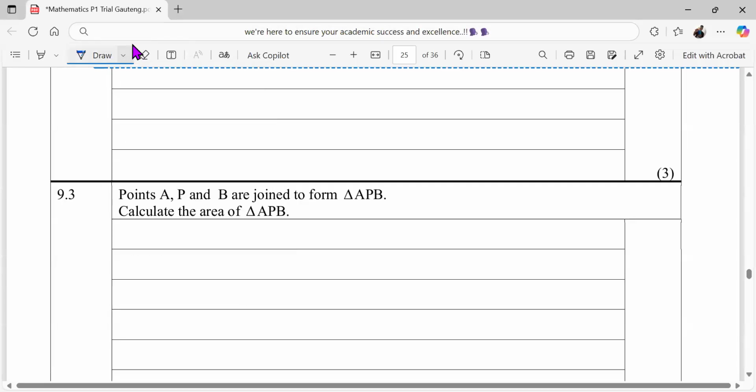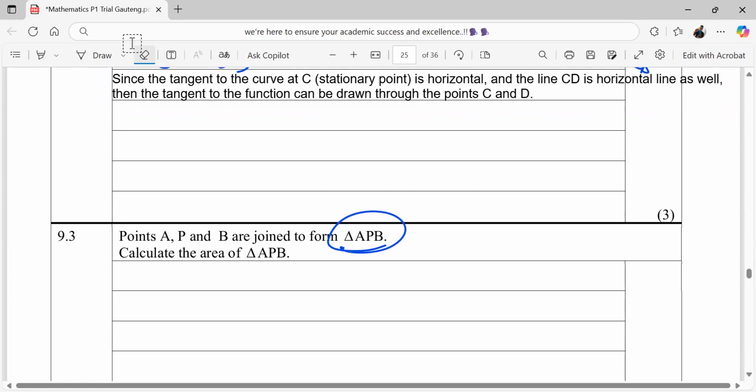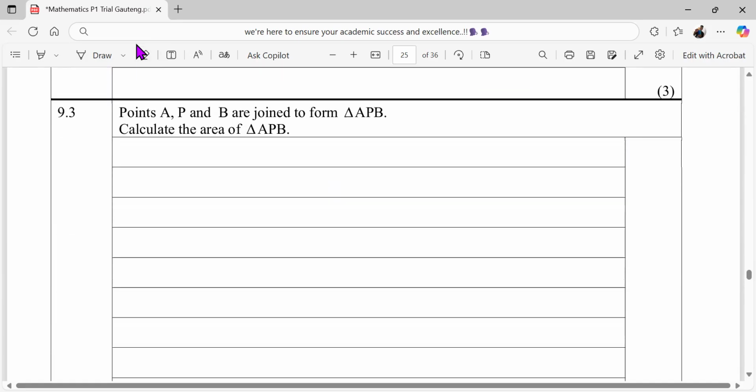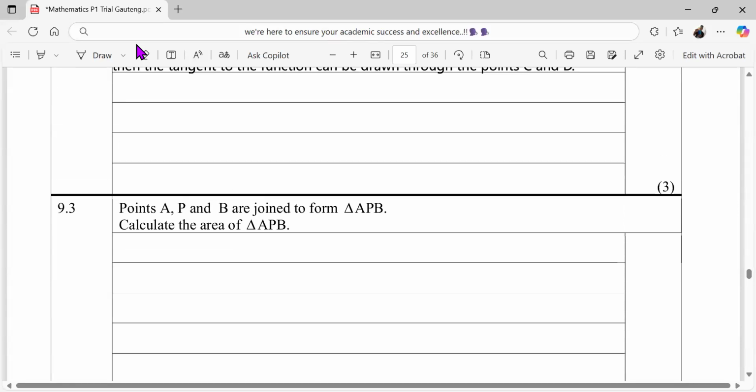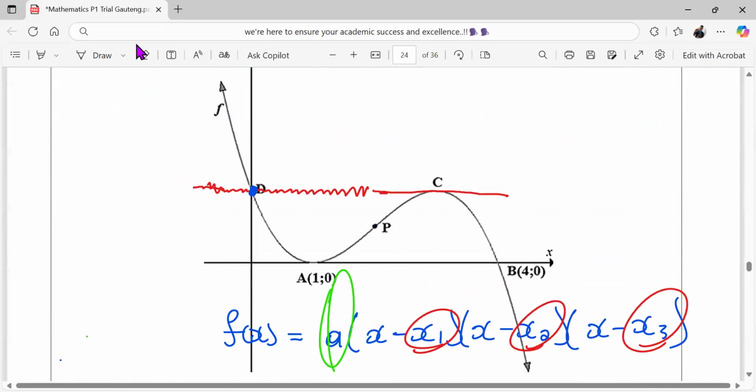So this is what the next question is asking from us. They say the points A, P, and B are joined in order to form triangle APB. Then the question says, please calculate the area of triangle APB. That's what the question is asking from us. And this is a 4-mark question. So let's go and see this triangle APB.